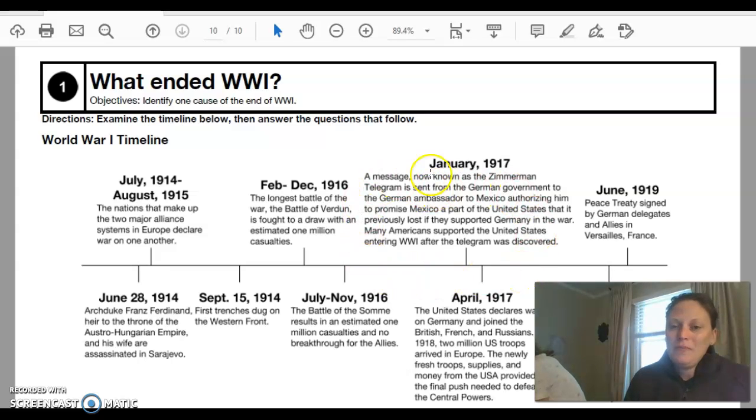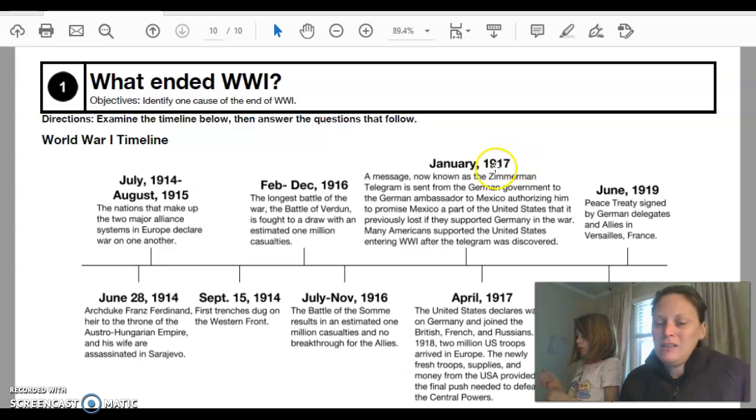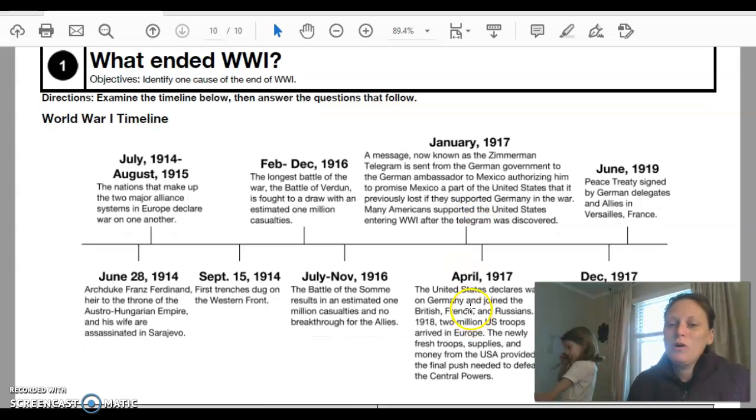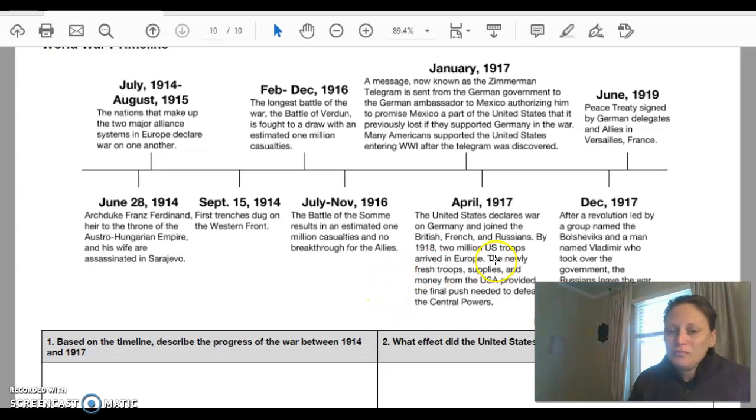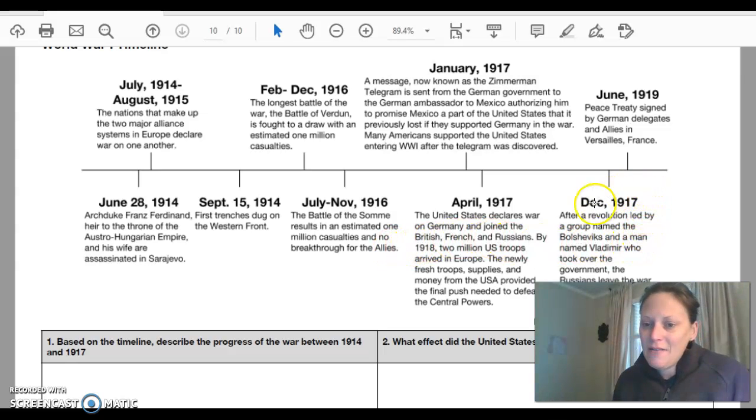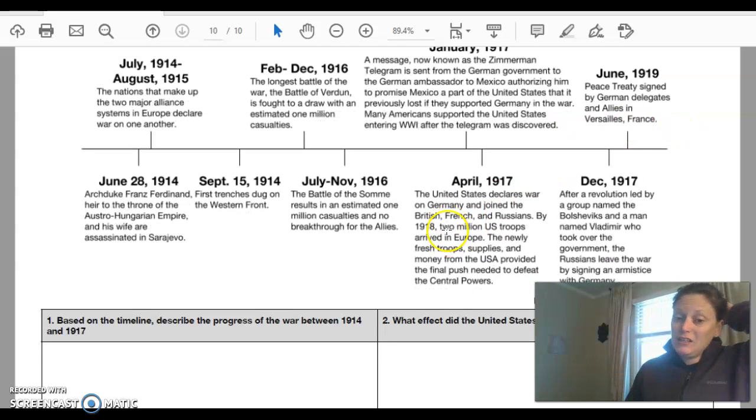And then we have the Zimmerman note that was intercepted, and the Americans were on board at this point for joining World War One. So the Americans did join World War One, and as a result, 2 million U.S. troops arrived in Europe, and the newly fresh troops, supplies, and money from the USA provided the final push needed to defeat the Central Powers. And eventually, we have the Bolsheviks, who signed an armistice with Germany, and a peace treaty was signed.